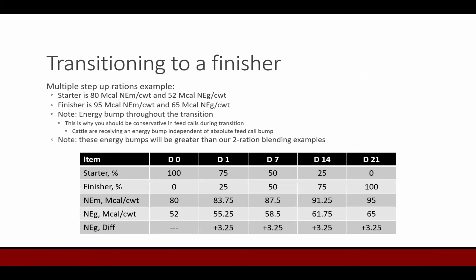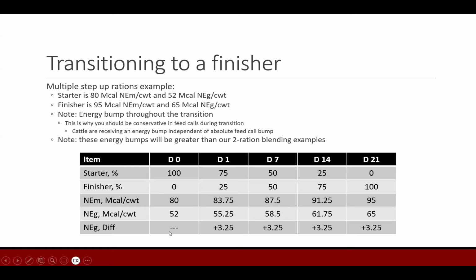All right. So we talked about you need to be conservative when you're making your feed calls because not only are you bumping feed intake, but also by switching diets, you're causing an energy bump, okay? So this just looks at this example, okay? Here we have a starter that has 52 megacals of NEG, okay? Our finisher is 65 megacals of NEG. So there will be an energy bump throughout transition, okay?